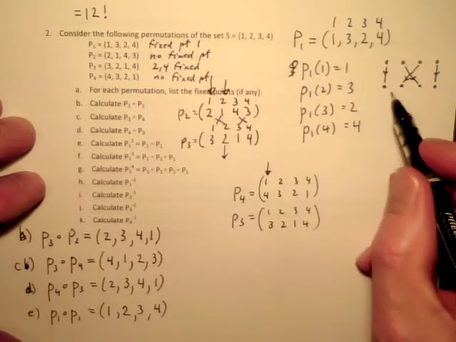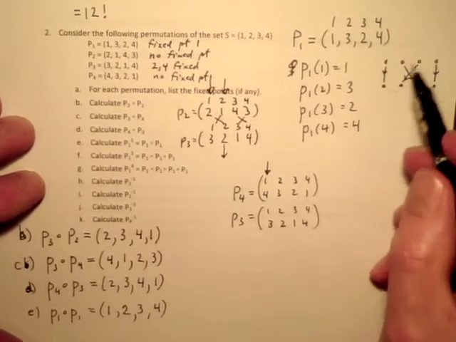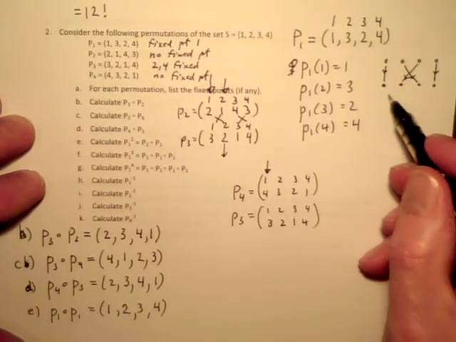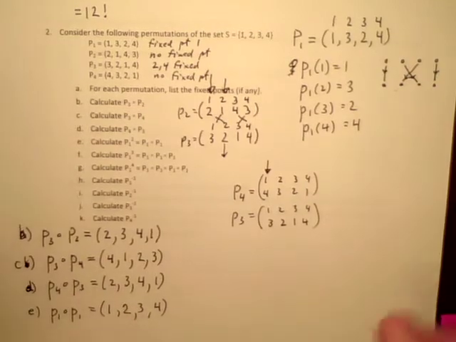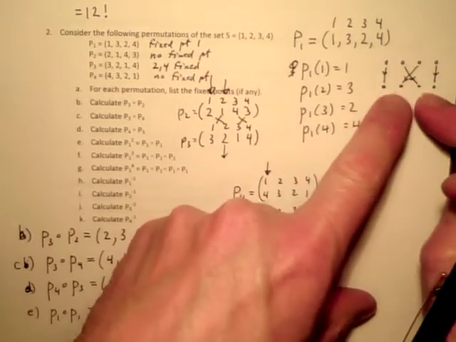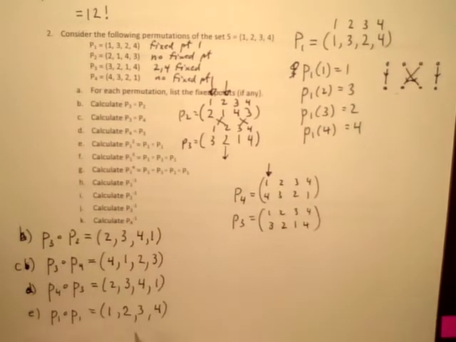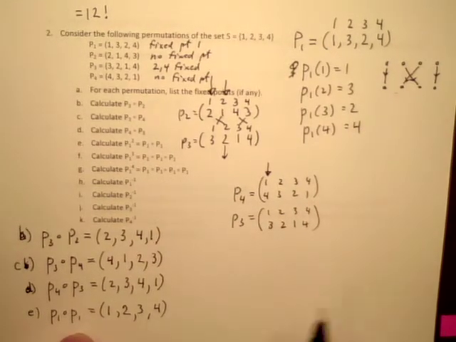And why is that? Well, up here I drew a picture of P1, and all P1 does is interchange elements 2 and 3. So if I apply P1 twice, it leaves 1 and 4 fixed, switches 2 and 3, and if I apply it again, 1 and 4 stay fixed, and 2 and 3 switch back, and it comes back to 1, 2, 3, 4 again.